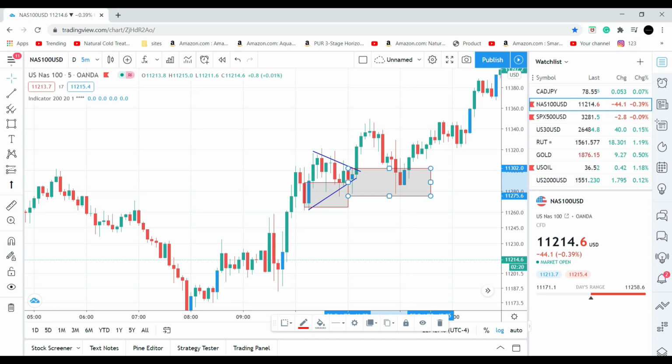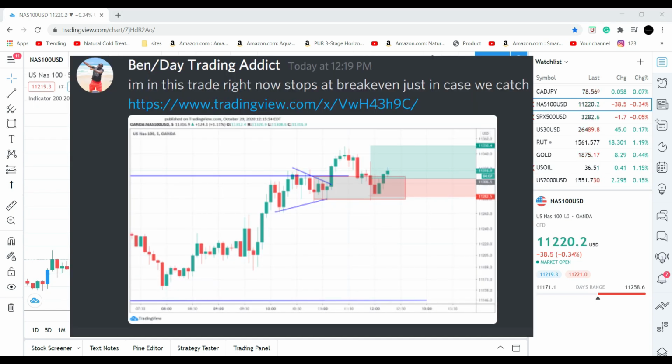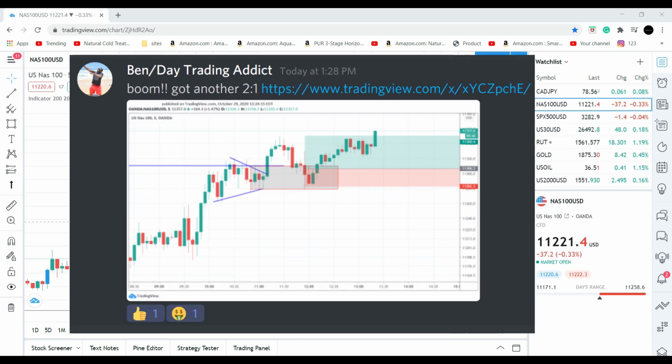Let me show you guys the trade I took. So remember this area right here was demand. I have my demand box right here. Price came into it. I told my group that I'm in this trade right here. Stop is at break even, and I had a nice winner on that trade, a nice 2-to-1. And here's how the trade played out. Nice little 2-to-1, nice winner out of that trade.